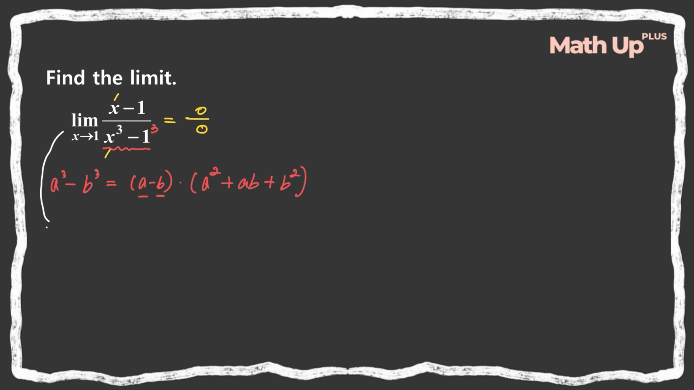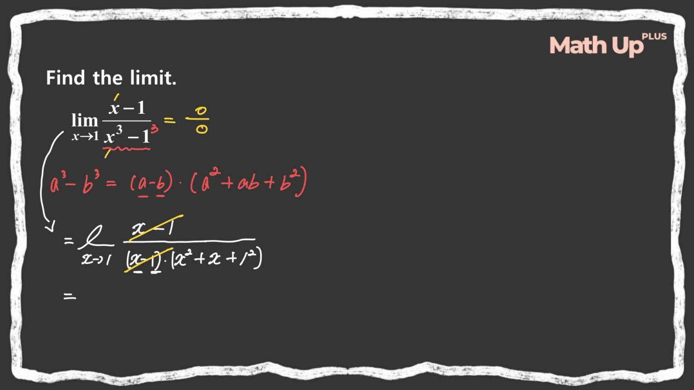So this limit is equal to limit as x approaches 1 of x minus 1 over x minus 1 times x squared plus x times 1, which is x, plus 1 squared, right? Now we cancel x minus 1 out, and then this limit is equal to, if we substitute 1 for x, then that's going to be 1 over 1 squared plus 1 plus 1, which is equal to 1/3, right?